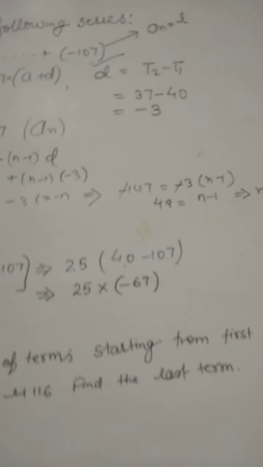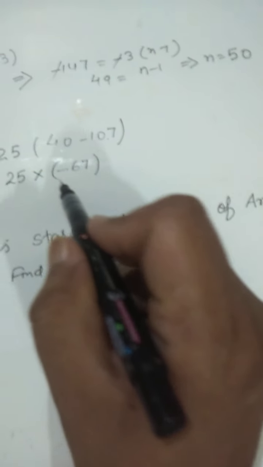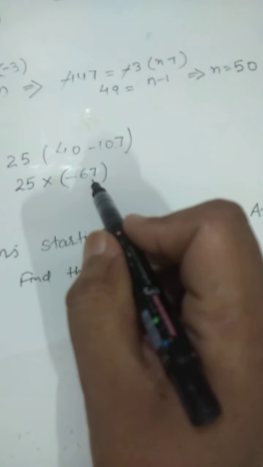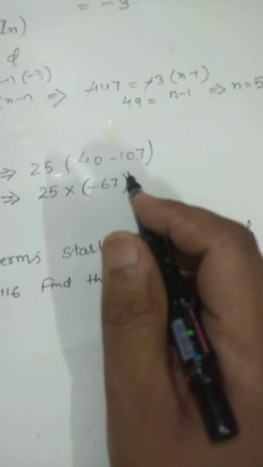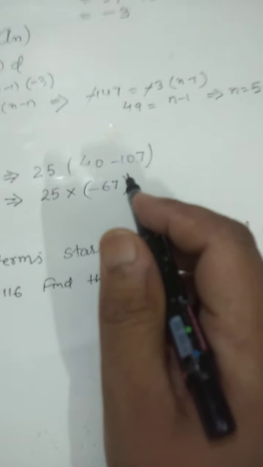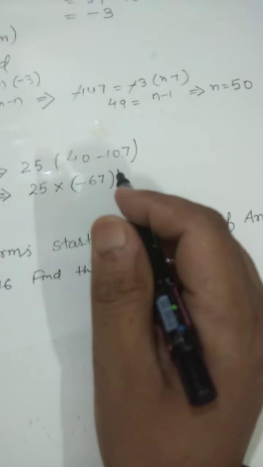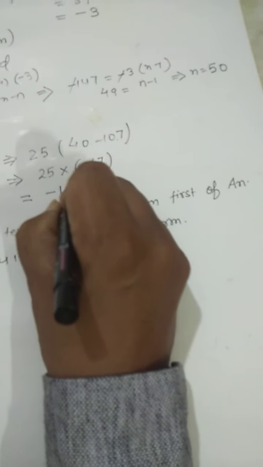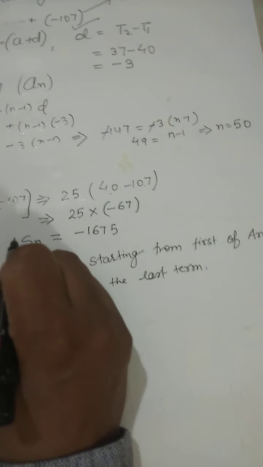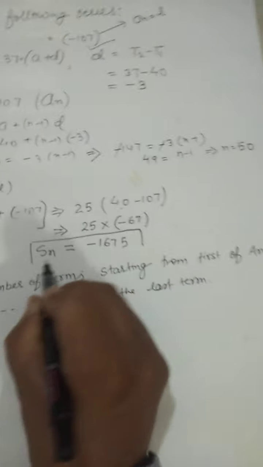Now you do the calculation. What is the value here? My dear, if you know the table, 25 times 60 is 1500, and 25 times 7 is 175. So 175 plus 1500 will be 1675, minus 1675. Calculation you have to do in your mind. Calculation always has to be in your mind. So this is equal to minus 1675. This is your Sn of the series.